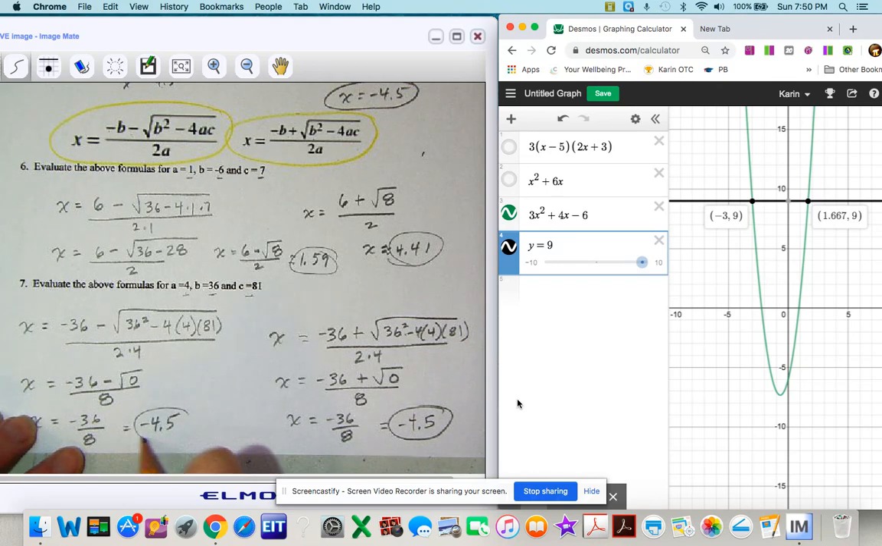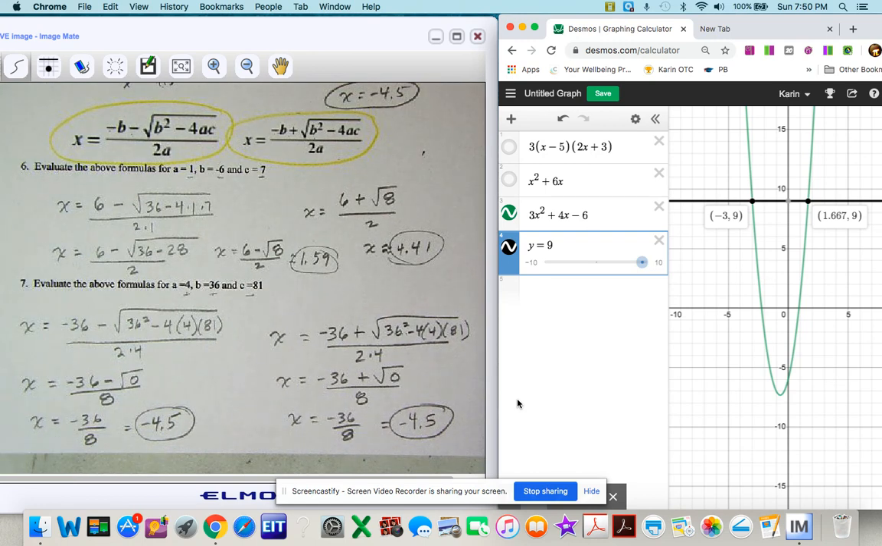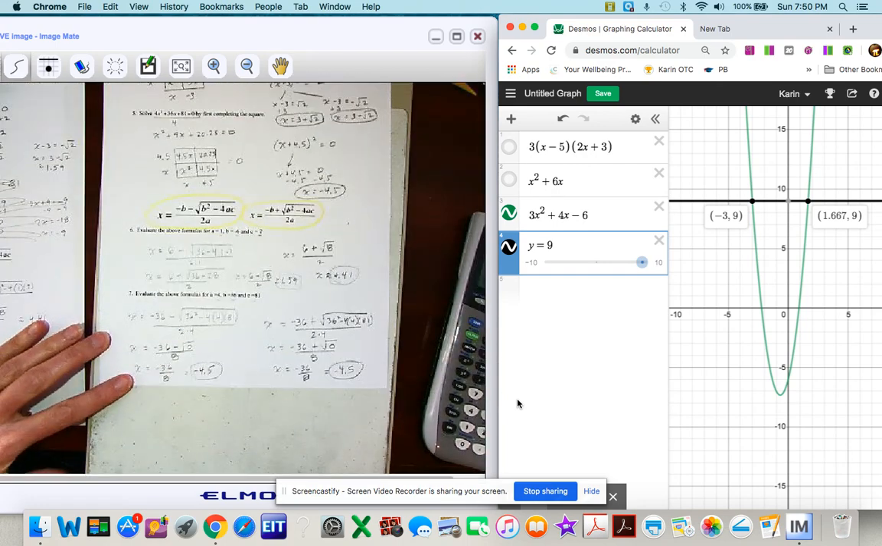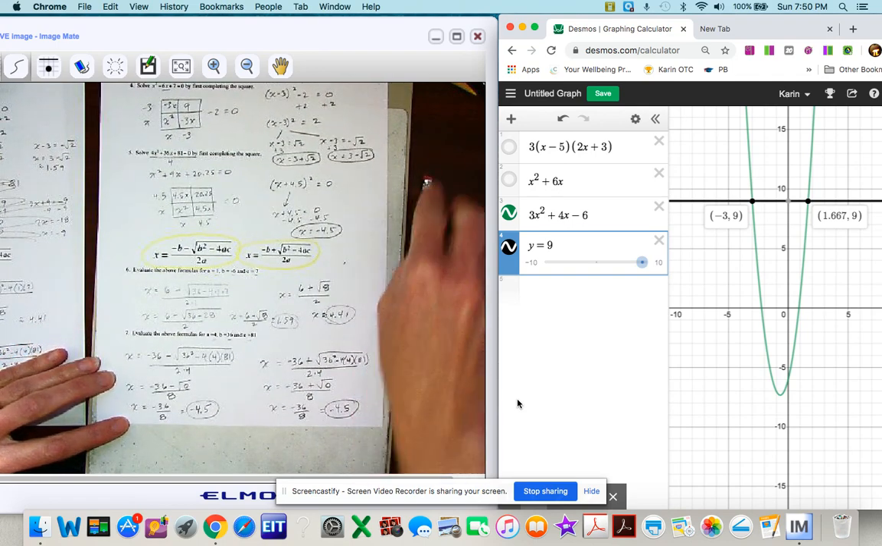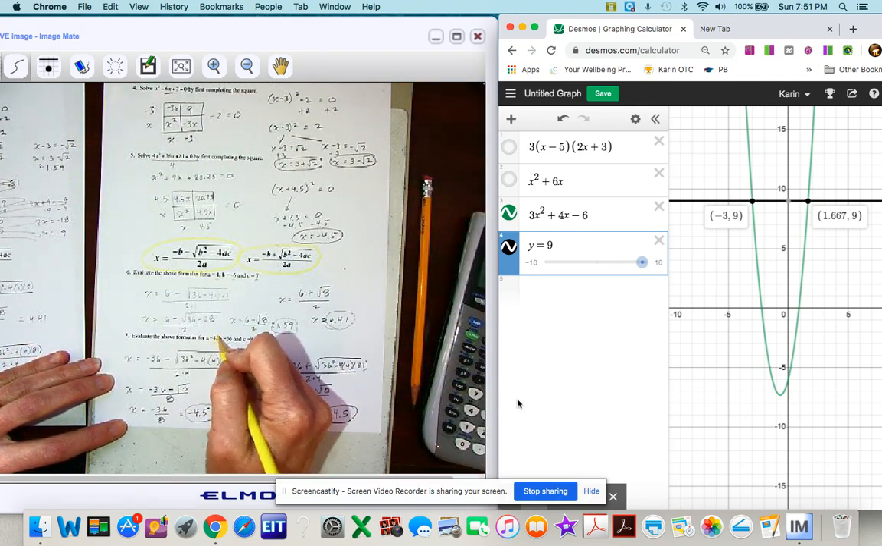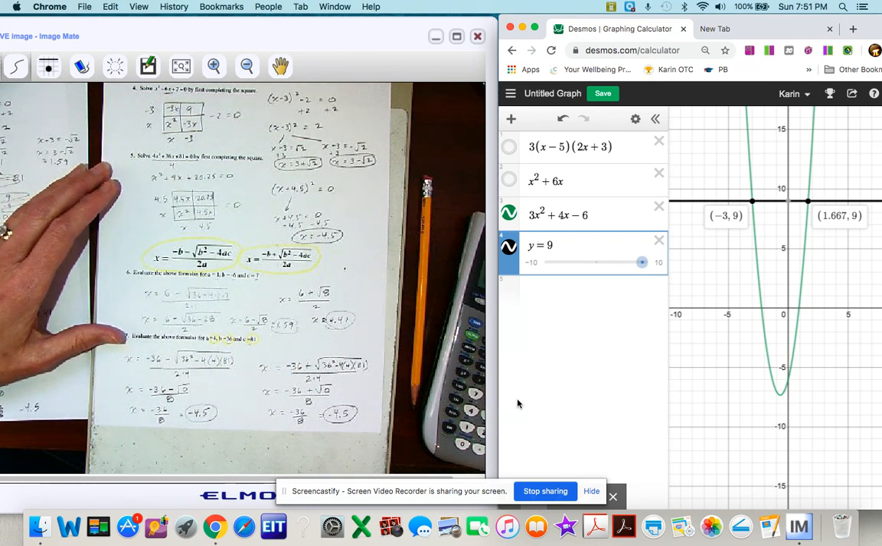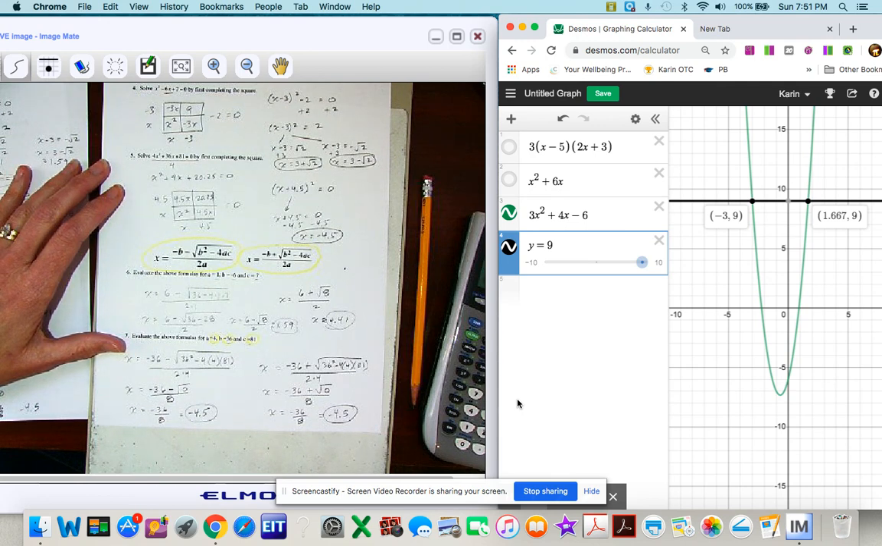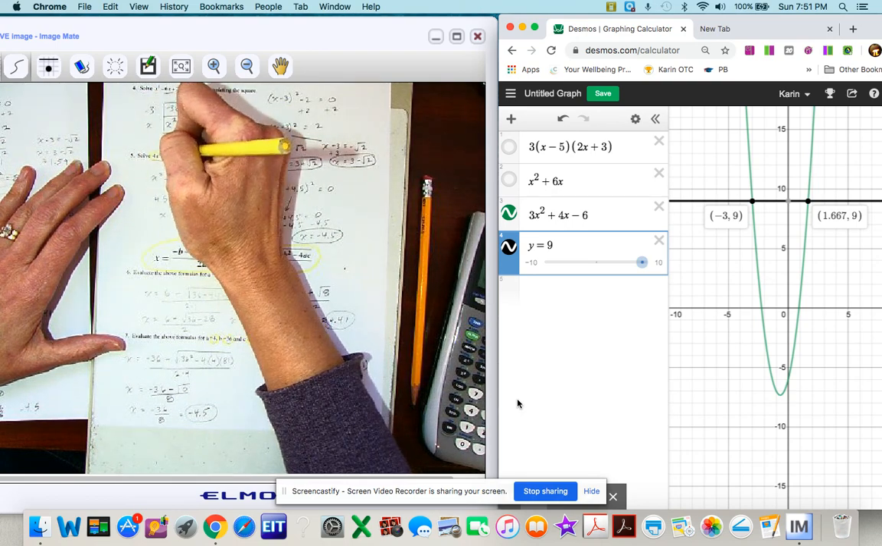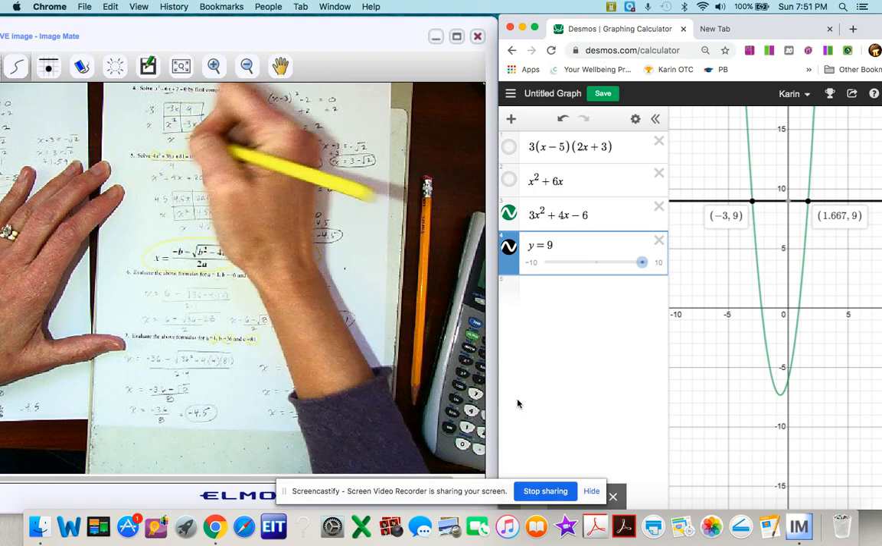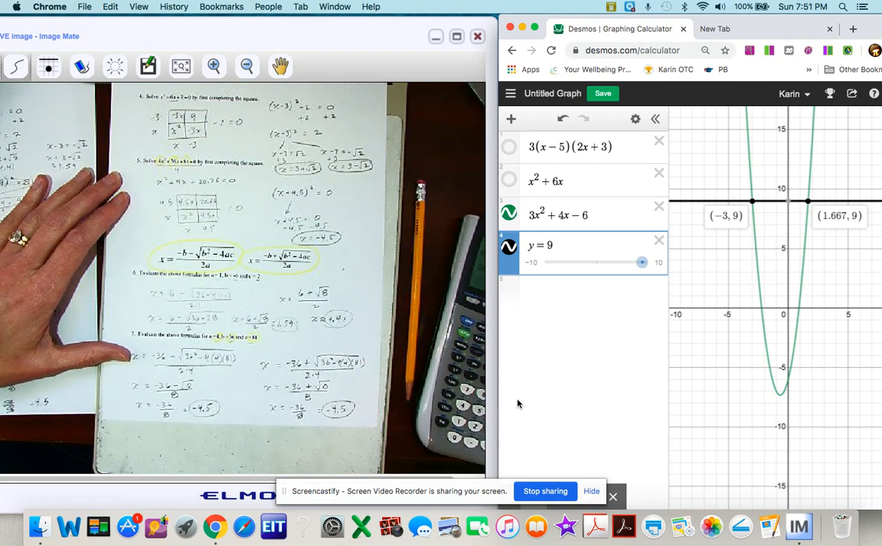Did I see negative 4.5 somewhere already? Do you remember seeing negative 4.5 somewhere? Wasn't that the answer to 5? That's interesting. I wonder what 4, 36, and 81 have to do with 5. Oh, wait. 4, 36, 81? It's kind of crazy.